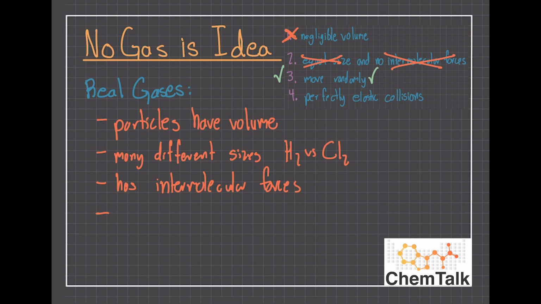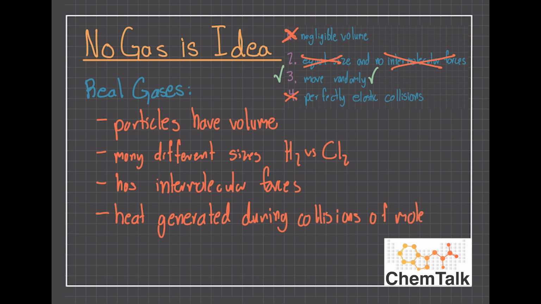Move on to assumption four. The gas particles must have perfectly elastic collisions. Well, this isn't true. As we mentioned before, during collisions, there's heat created between these molecules. Maybe there's a slight little amount, but there is heat created, which slows down, which means these aren't perfectly elastic collisions. So 3 out of the 4 assumptions of an ideal gas do not exist in the real world.